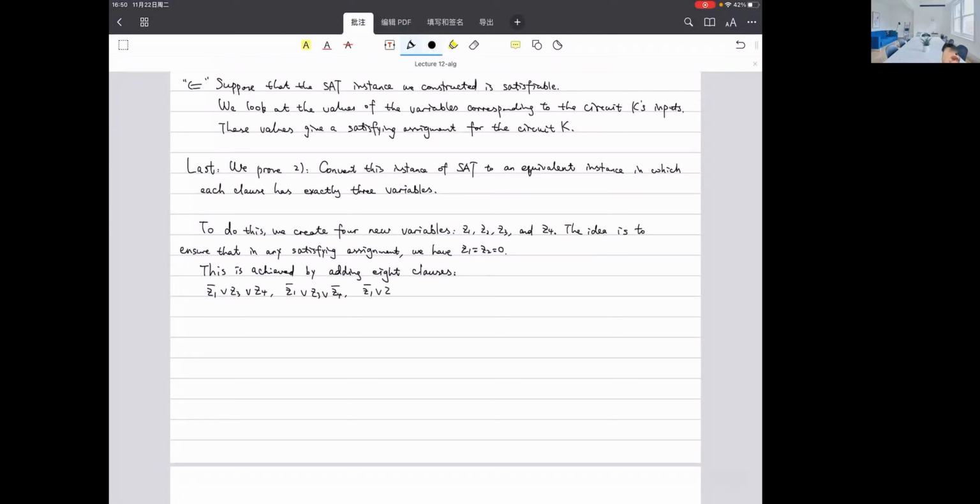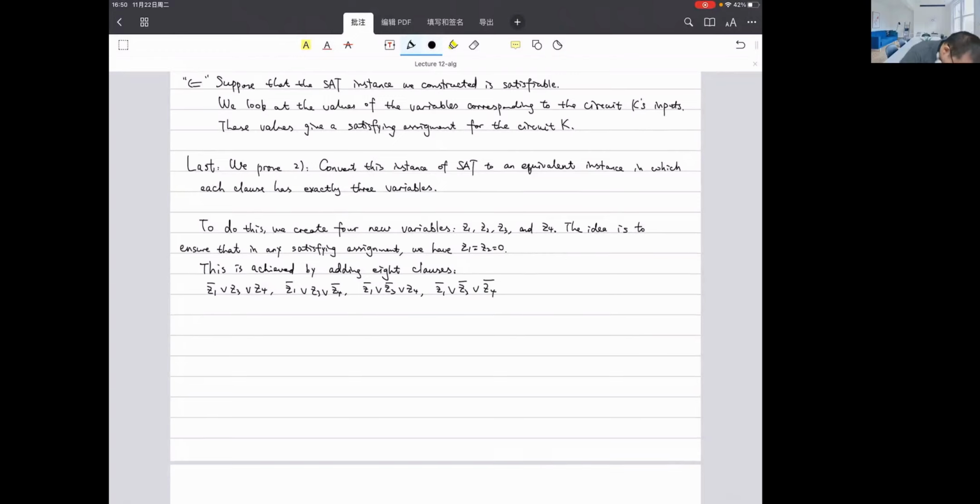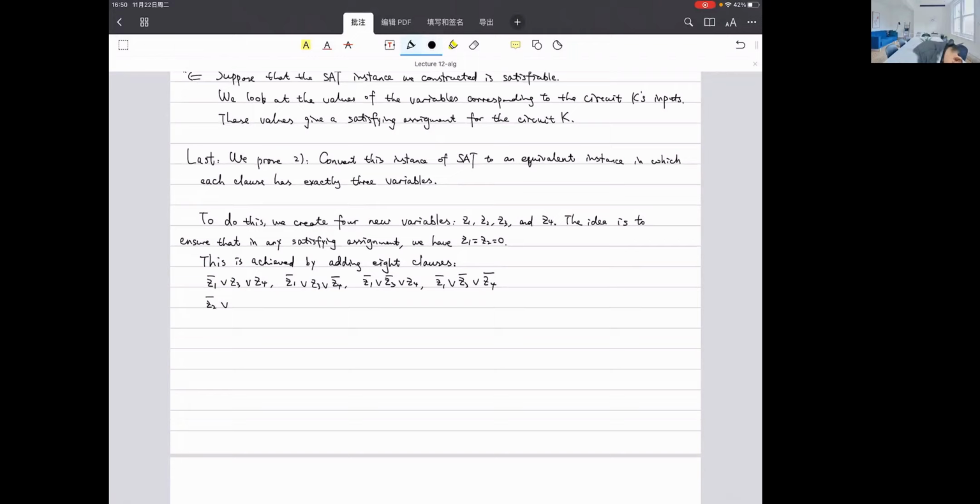And we have this. And we have this. And similarly, we do the same thing for the Z2 here. So these are the choices that we make for Z1, Z2, Z3, and Z4.